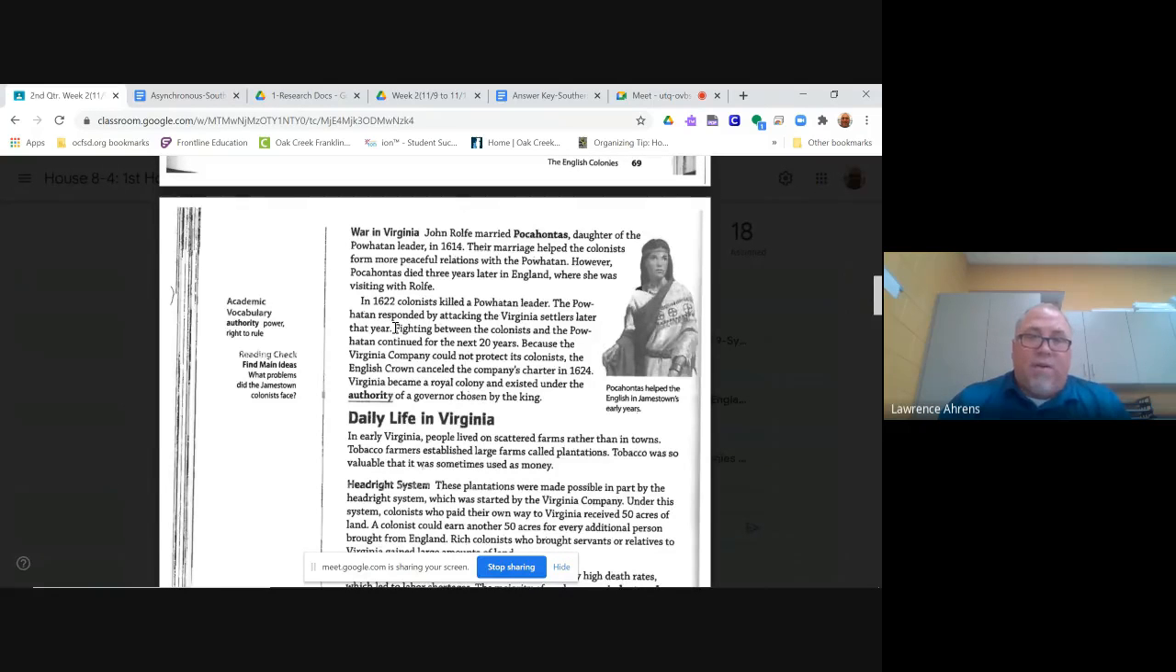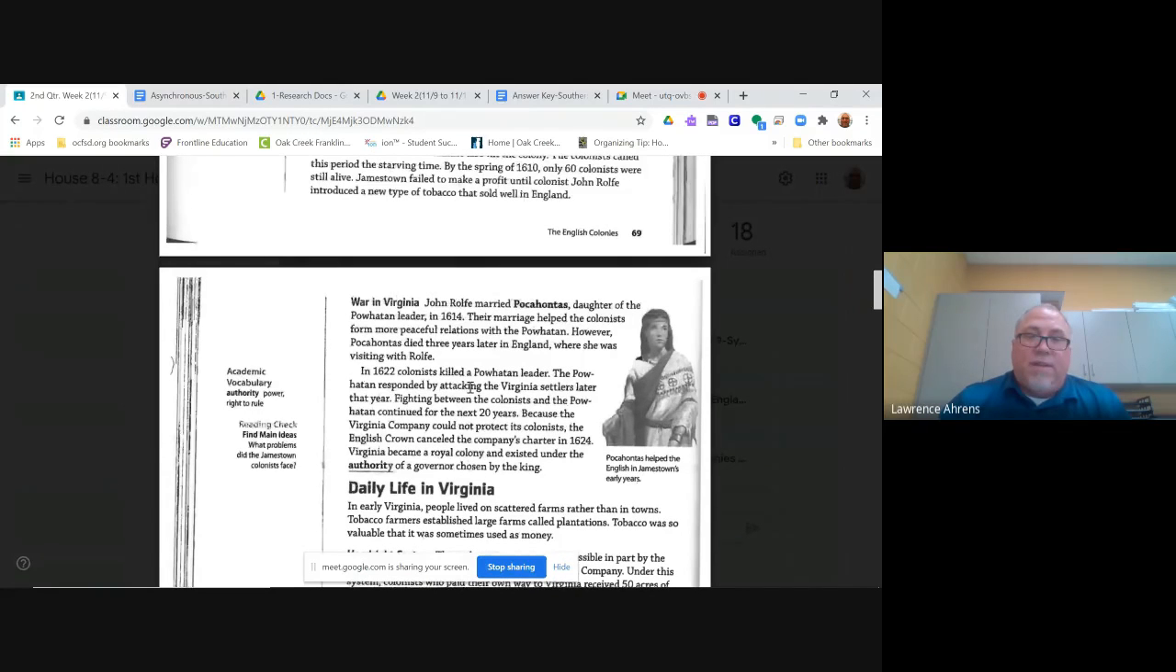All right, last paragraph. In 1622, colonists killed the Powhatan leader. The Powhatan responded by attacking the Virginian settlers later that year. Fighting between the colonists and Powhatan continued for the next 20 years. Because the Virginia Company could not protect its colonists, the English crown canceled the company's charter in 1624. Virginia later became a royal colony and existed under the authority of a governor chosen by the king.